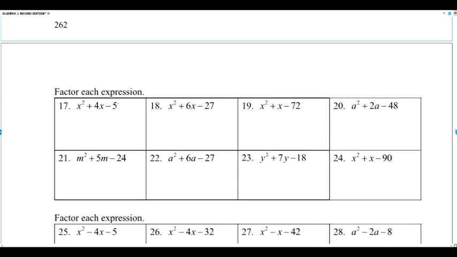Now the last number, the constant, is a negative number. What does that mean? Negative means one number is negative, the other number is positive. But the sum is 6, so the positive factor is greater than the negative factor, right? That's why the sum is 6. What is that? 9 and negative 3. Okay, that's right.